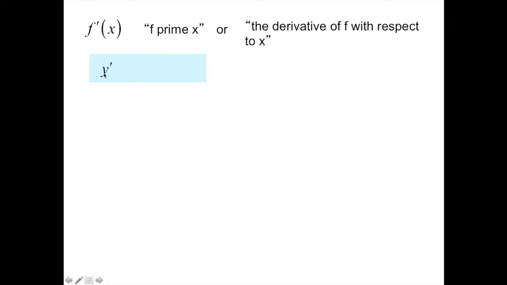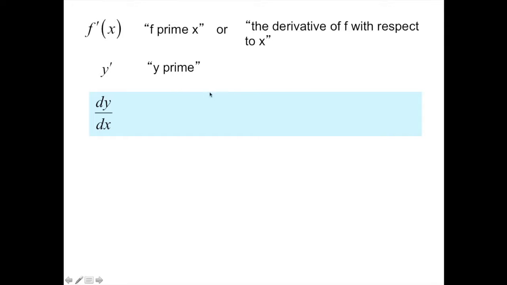This is also called prime notation, so we could also call it y prime, referring to the function as y. So we say y prime, or we could say the derivative of y with respect to x. This is what I keep referring to as Leibniz notation. Leibniz is a famous mathematician, and he developed this notation of dy dx, which is how you say it, dy dx.